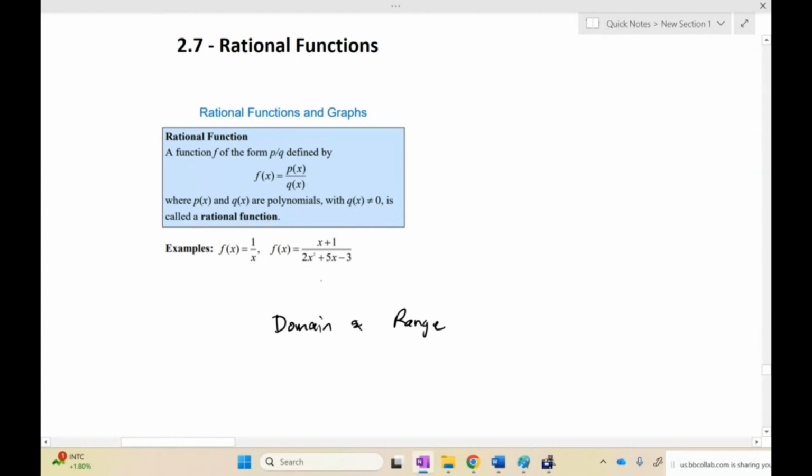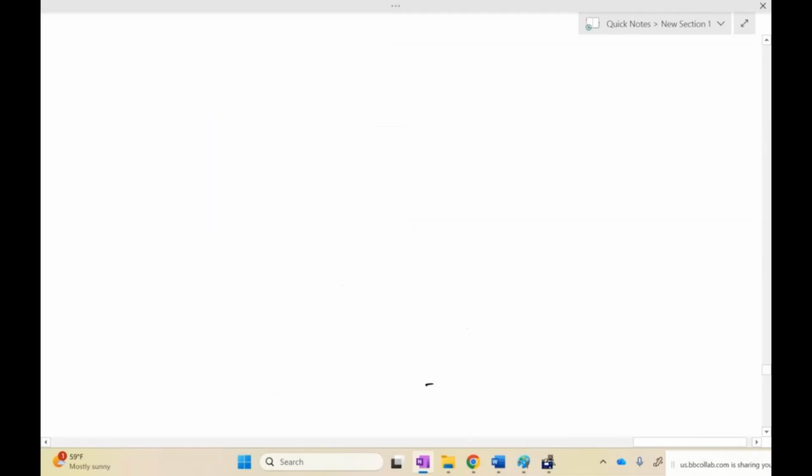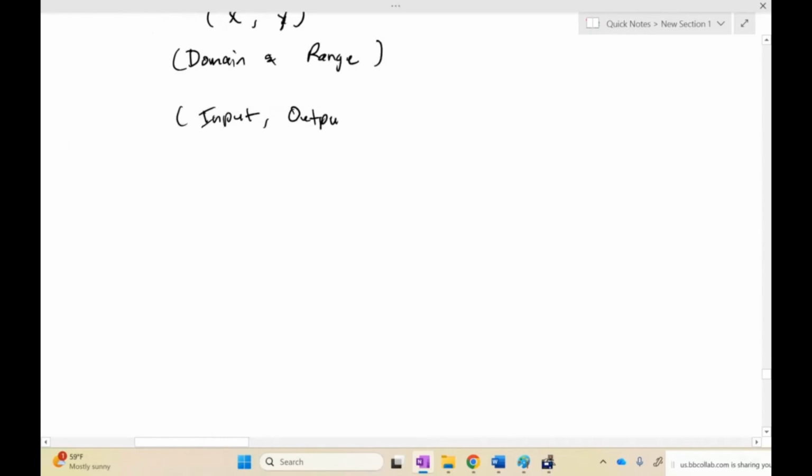The domain is the x coordinate, range is the y value. The x coordinate, which is the domain, that's also the input. That's the number you stick into the function. And y, which is the range, that's the output.